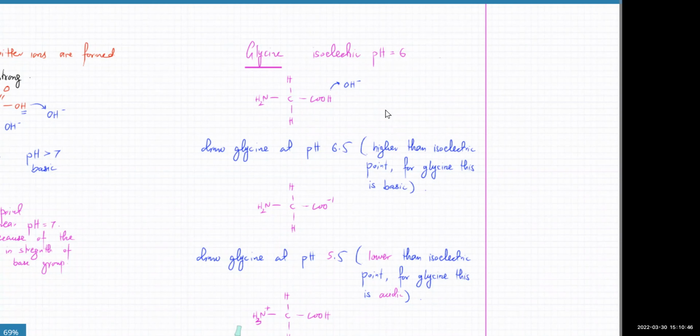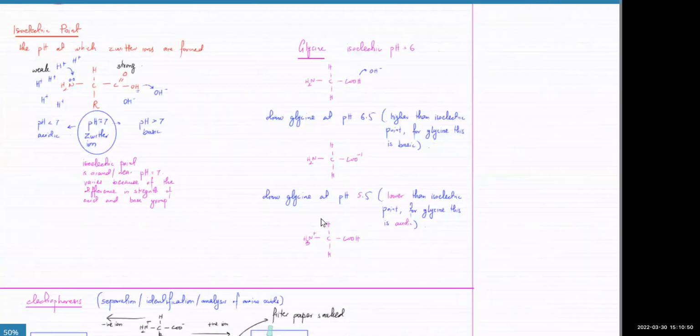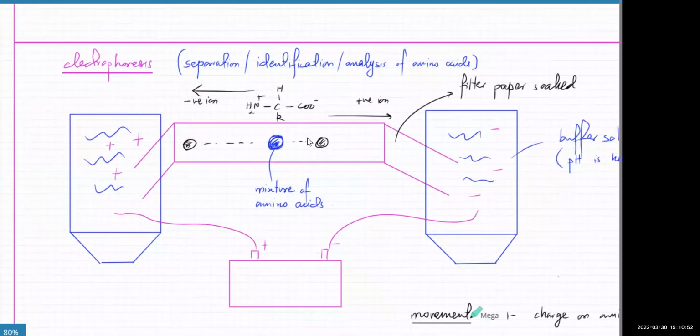If 6 is the isoelectric point, then for it, it's a basic medium. It would be a negative ion, and you'll just tell them that since it's a negative ion, the negative ion is going to get attracted to the positive side. That's it. So if they say it's this or this, so this is glycine.